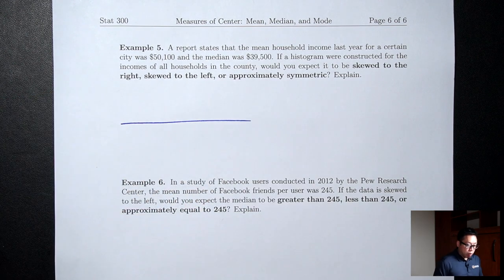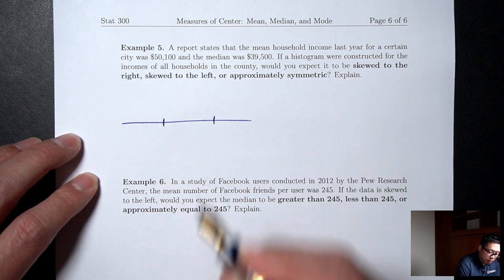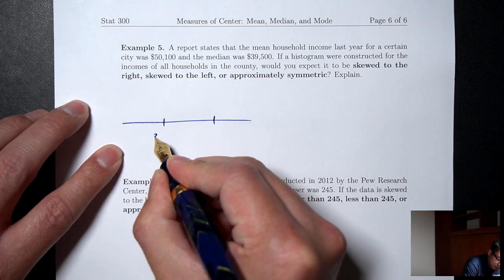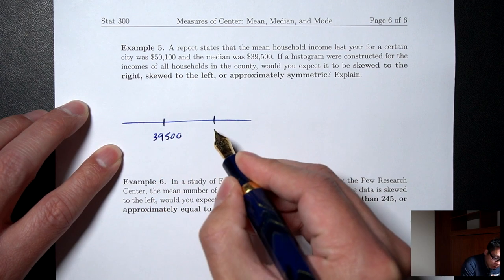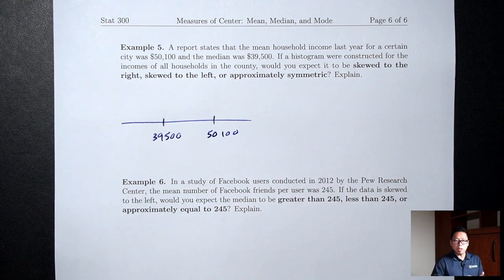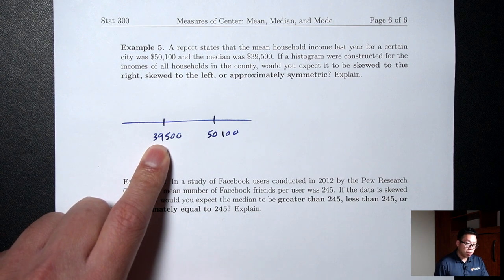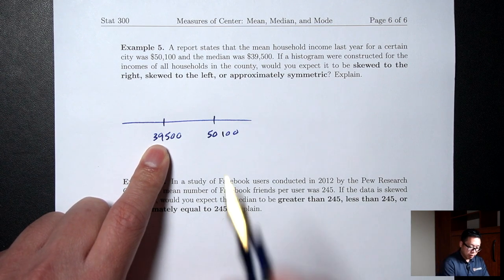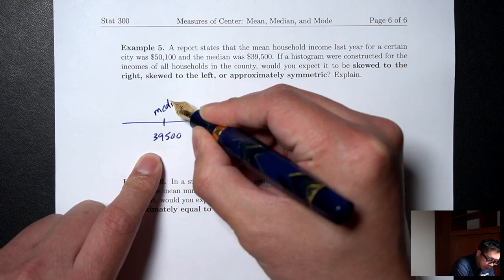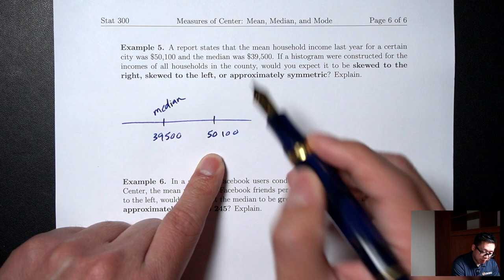So the numbers I need to put on here are 50,100 and 39,500. The one on the left should be the smaller one, which is 39,500. And the one on the right is 50,100, because on a number line, bigger numbers are to the right. 39,500, what is this? Is this the mean or is this the median? Median was 39,500. This is the median, which means 50,100 is the mean.